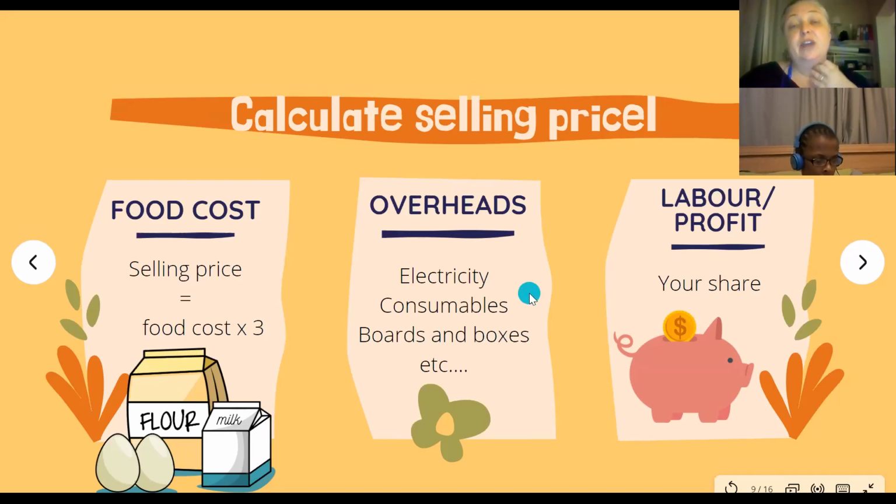Okay, so overheads are things like electricity, consumables, which would be things like dishwashing liquid, tin foil, mobile data, all the things that you need to buy to make your business go, but not necessarily that are ingredients. Technically, boards and boxes will also be under overheads. I'm going to talk more about that in a minute.